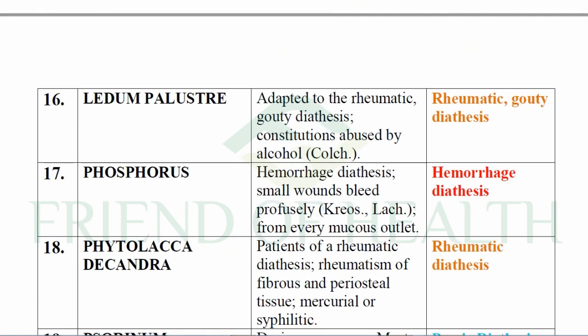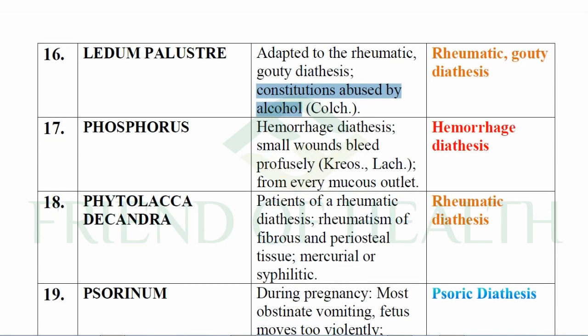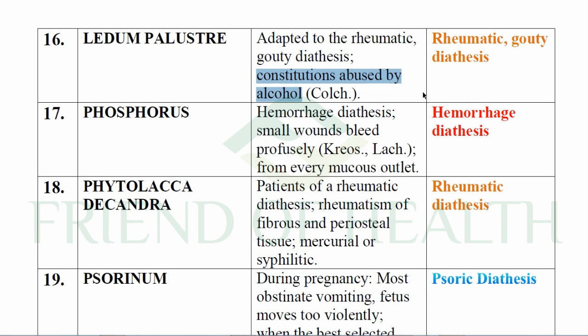So another gouty and rheumatic diathesis remedy, ledum pal. Adapted to the rheumatic gouty diathesis, constitutions abused by alcohol, abused by mercury. Such symptoms are very, very important. So constitutions abused by alcohol, two remedies, ledum pal and colchicum. So rheumatic and gouty diathesis, you may remember the ledum pal phase in brandy drinkers, etc.